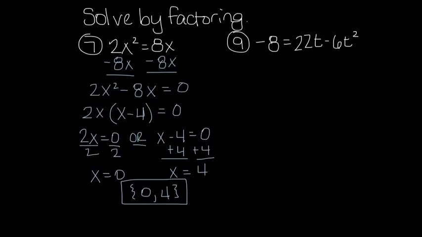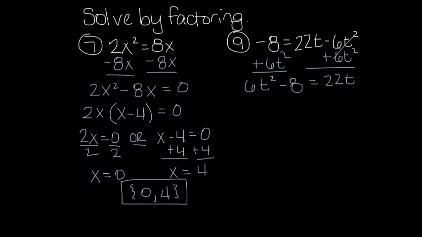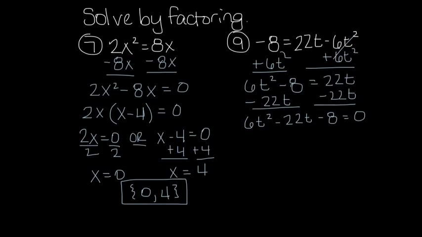For number 9, we want to get this quadratic into standard form so that we can solve by factoring. I can add the 6t squared to both sides, and also subtract, well, let's do it one step at a time here. That will give me 6t squared minus 8 equals 22t, after my 6t squareds cancel out. Now I can subtract the 22t from both sides. I have to have one side equaling 0 when I'm solving by factoring. And if I put this in standard form, that leaves me with 6t squared minus 22t minus 8 equals 0.